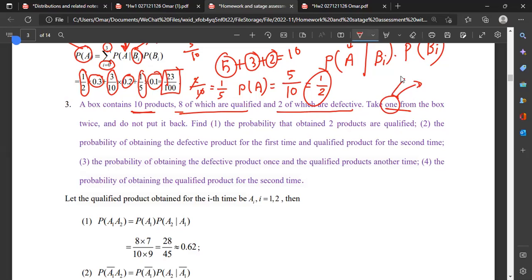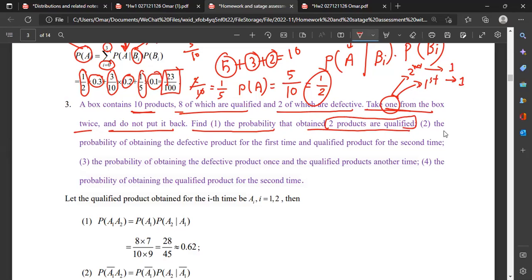So we take 2 times, the first time and the second time, okay? And you only take one product each time. So take one from the box twice and do not put it back. So once we take it, we should not put it back. Then find the probability that the two products obtained are qualified.